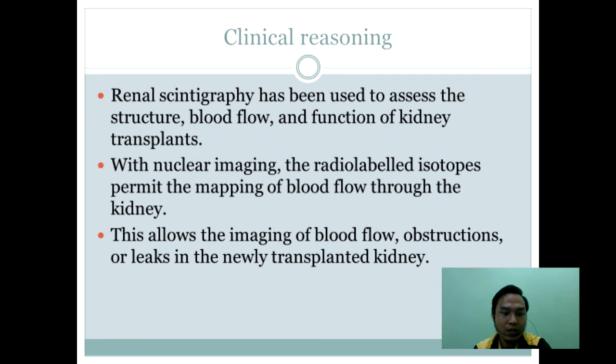Renal scintigraphy has been used to assess the structure, blood flow, and function of kidney. With nuclear imaging, the radiolabeled isotope permits the mapping of blood flow through the kidney. This allows the imaging of blood flow obstruction or leak in newly transplanted kidney.